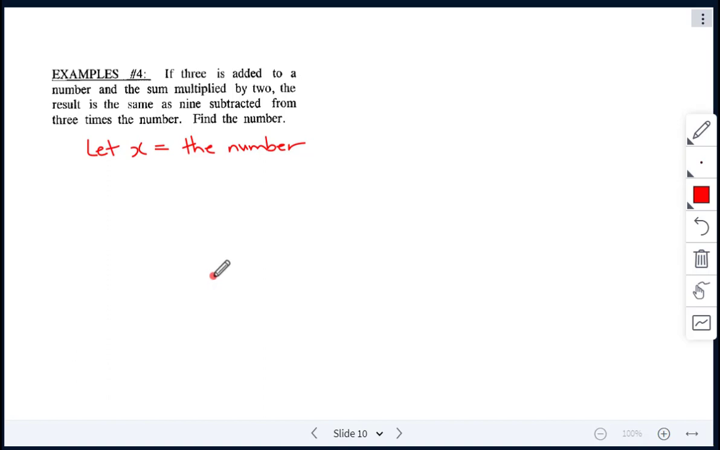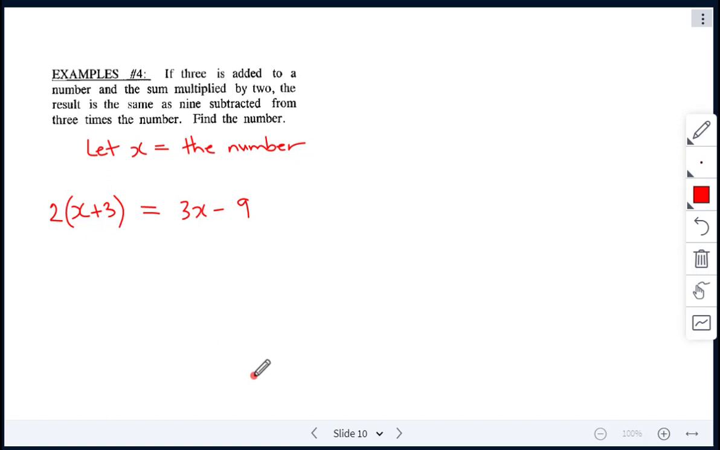Now we'll break this down to get our equation. If 3 is added to a number, so x plus 3, and the sum is multiplied by 2, so we'll use brackets like that. Next, it says the result is the same as, so we're going to use our equal sign. 9 subtracted from 3 times the number: so 3 times the number, and then 9 is subtracted from it. So we end up with our equation that looks like this.